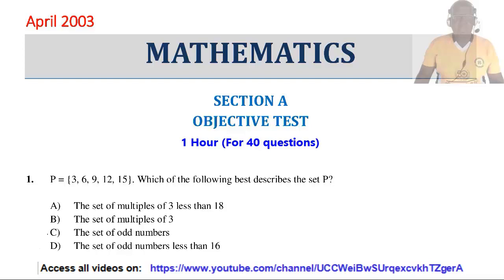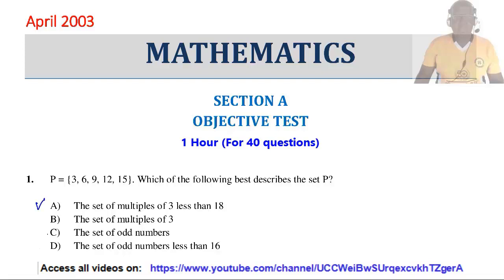Question 1. Set P equals 3, 6, 9, 12, and 15. Which of the following statements best describes set P? A. The set of multiples of 3 less than 18. The answer could be A.